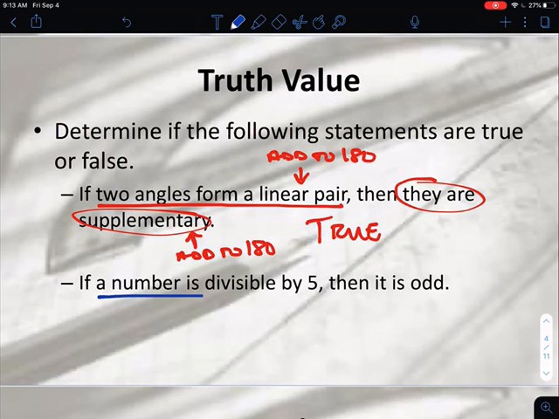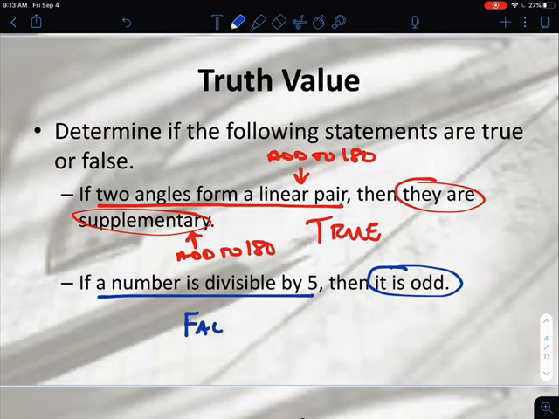Now, if we look at the second example here, it says if a number is divisible by 5, then it is odd. So my hypothesis is a number is divisible by 5, and my conclusion is it must be odd. So we have to decide, is that always true or is it sometimes true? Can I find a counterexample to show that it's false? If I think about numbers that are divisible by 5, they could be like 5, 10, 15, 20, 25, 30. Now our conclusion says every number divisible by 5 must be odd.